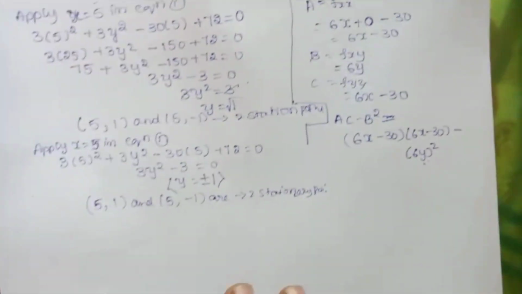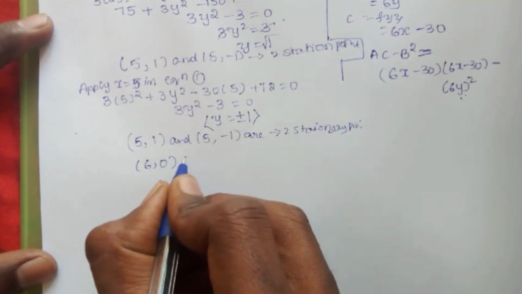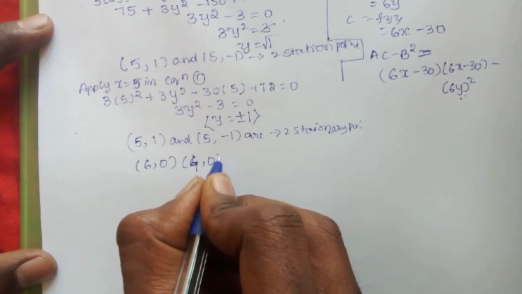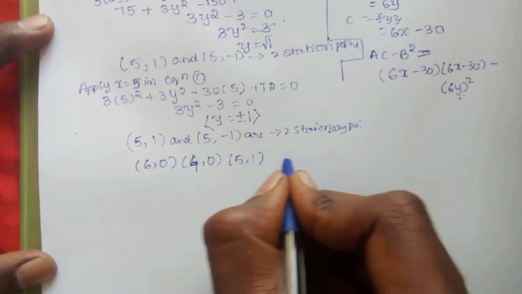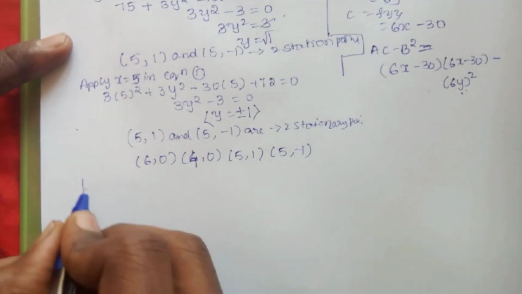Next, after getting these four stationary points, that is 6 comma 0, 4 comma 0, 5 comma 1 and 5 comma minus 1, we need to draw a table. Let's draw a table.